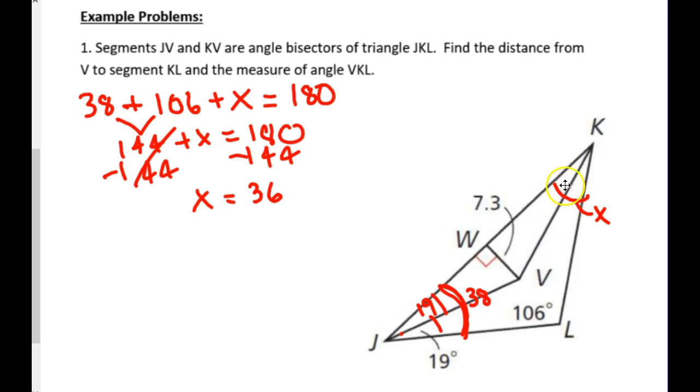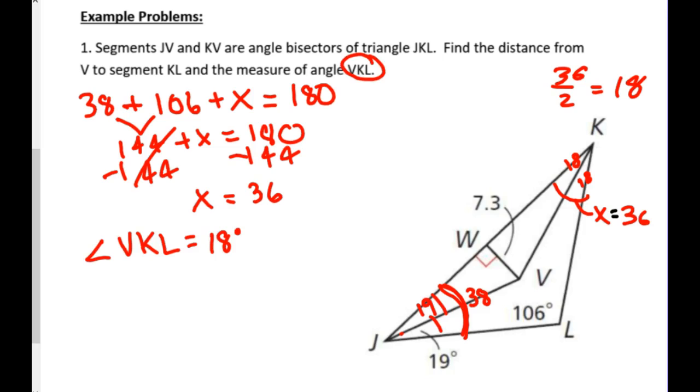So does everyone see VKL is actually this little angle right here? How am I going to figure out that little angle? Okay, since that's an angle bisector, I'm going to just divide it by 2, right? So I know we just said x equals 36. And to find each little angle, I'm going to divide by 2 and label little 18s right here and right here. Okay? And now we can answer. Angle VKL is 18 degrees.